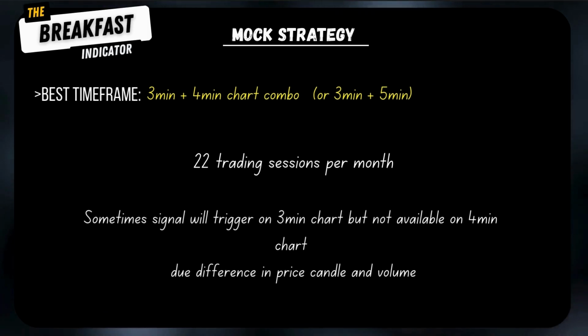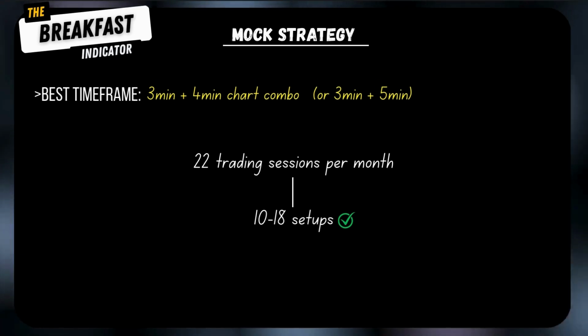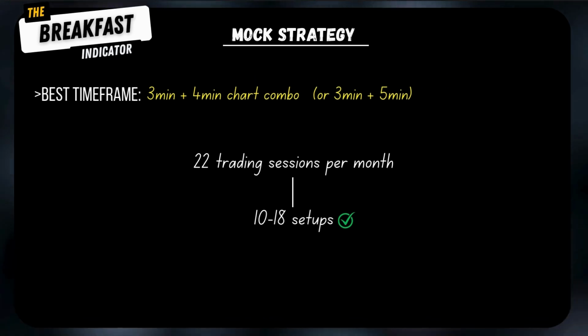So from the backtesting data, I know that approximately I will get 10 to 18 setups out of 22 sessions, right? This is very good. More than 50% I will get opportunities in the market from the 22 sessions in the month.